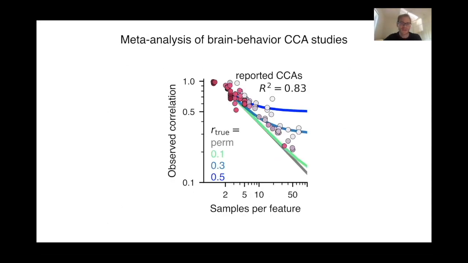Going beyond just these three datasets, we also looked at brain-behavior CCAs in the literature more broadly. We found 100 CCAs from 31 papers. For all of these, we extracted the number of samples per feature used, as well as the observed correlation. Then we plotted these against each other, and we observed this very strong anti-correlation. This anti-correlation indicates overfitting.